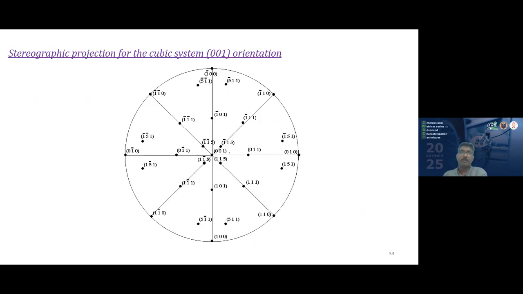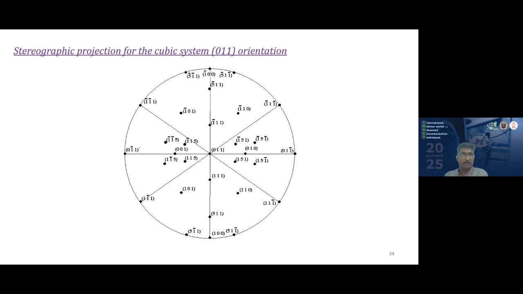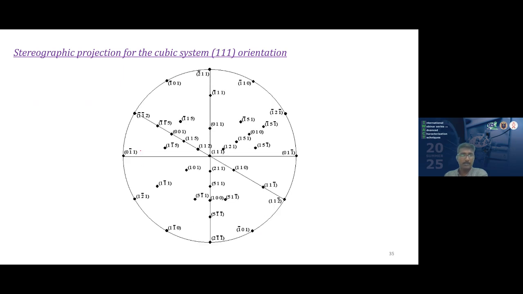Now, this is the stereographic projection for the basic crystallographic axis for a system with a 001 orientation. You can see the 001 orientation at the center. This is the basic stereographic projection for a cubic system with a 011 orientation. This is the stereographic projection of the pole figure for the basic crystallographic axis in the case of a 111 oriented crystal. These figures you can see in some basic books like Cullity.